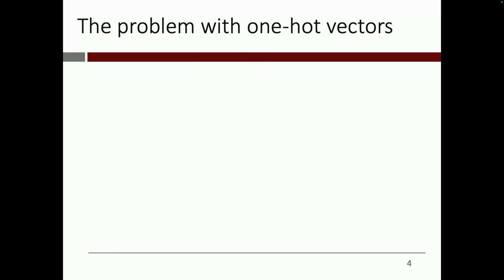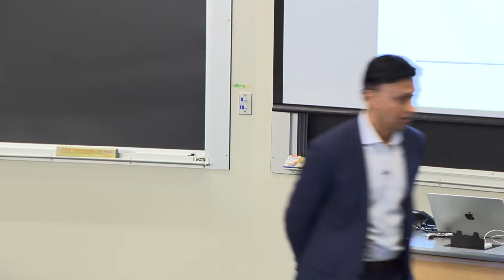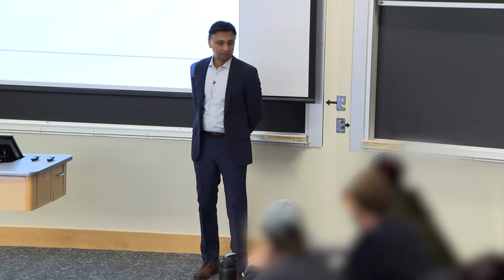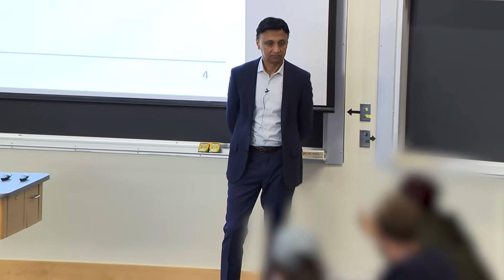Problems with one-hot vectors. There are lots of problems. Any volunteers? So similar words are understood differently. For example, if you have this house is great, and this house is awesome, great and awesome are encoded differently and understood differently, even though the meaning is almost the same.